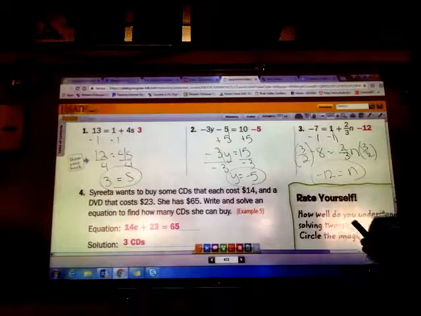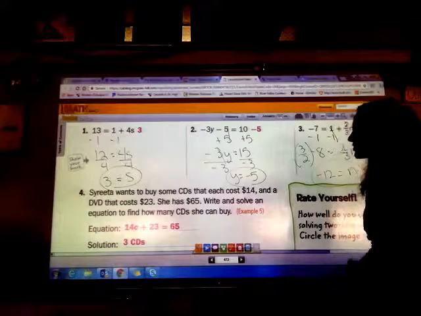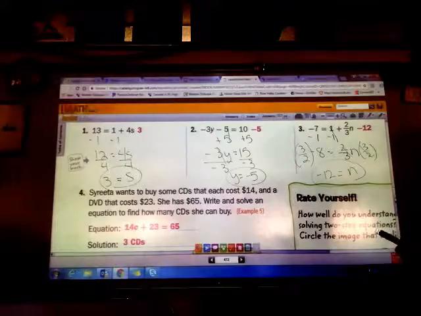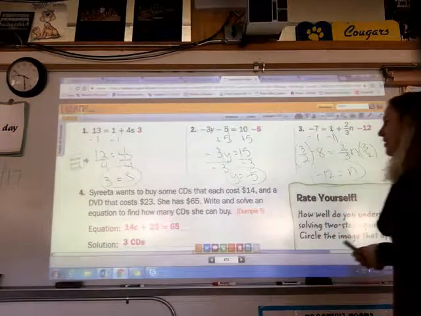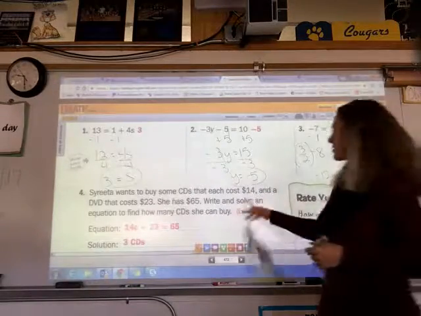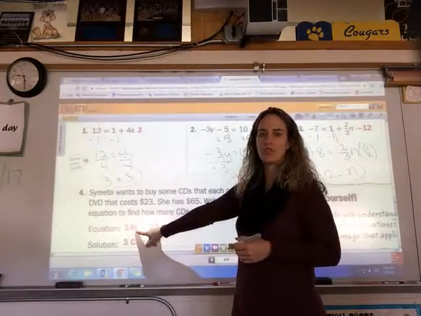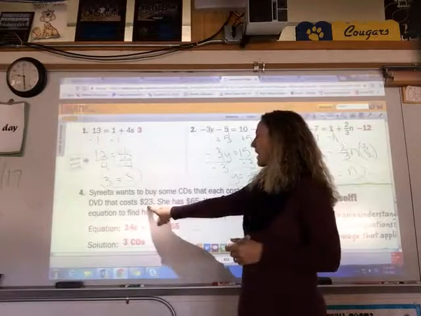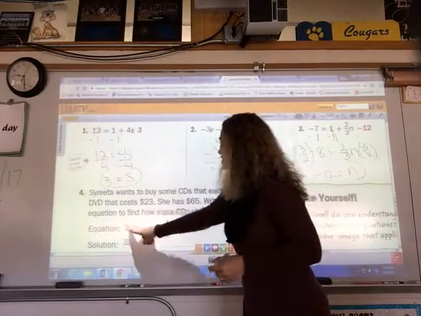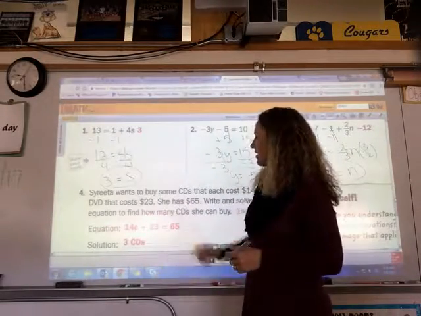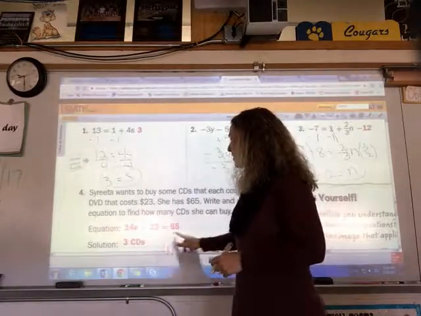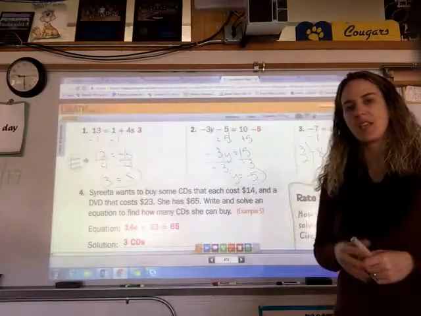Taking a look at number 4, Sarita wants to buy some CDs that each cost $14 and a DVD that costs $23. She has $65. Write and solve an equation to find how many CDs she can buy. Well, we know that each CD costs $14. We don't know how many CDs she's getting, so we're taking 14 times C, which is your number of CDs, plus she's buying a DVD that costs $23, and we know she has $65 to spend. So we're taking the cost of her CDs plus the cost of her DVD and setting it equal to her total. Work through it, subtract 23 on both sides, divide by 14, and we should come up with 3 CDs.